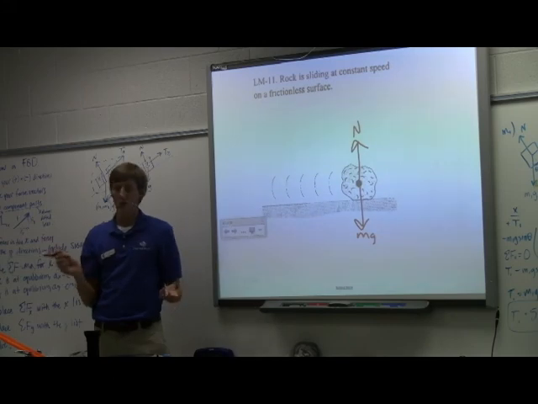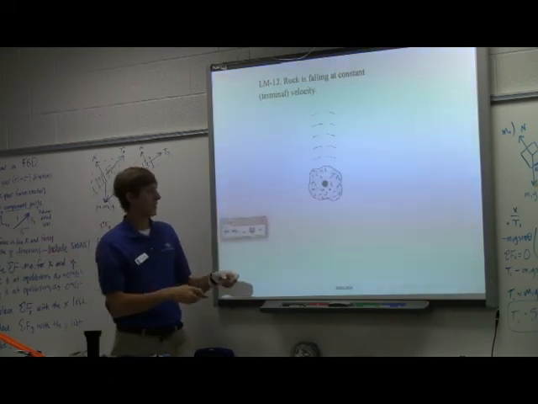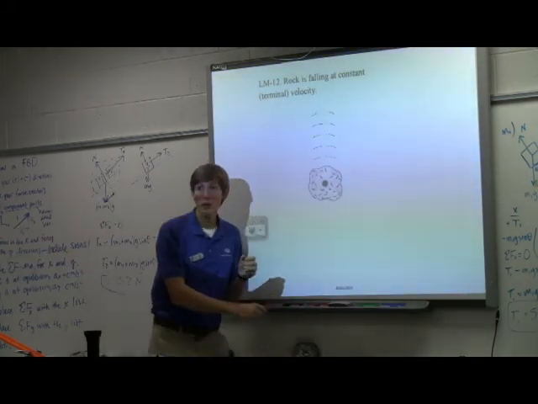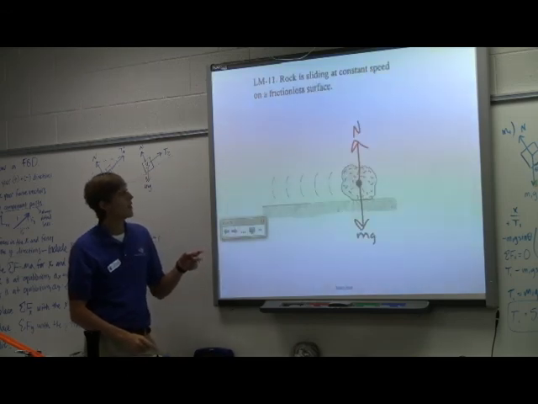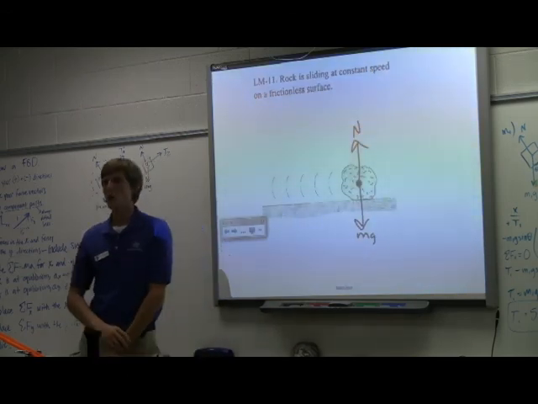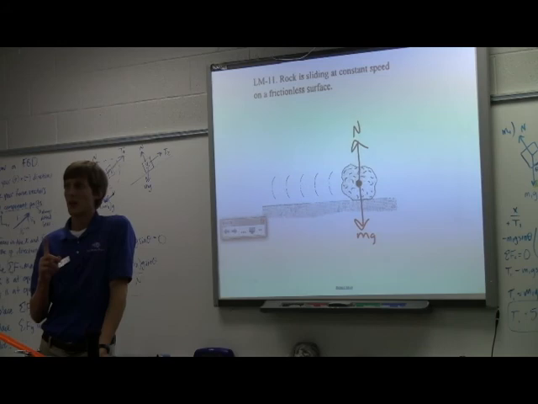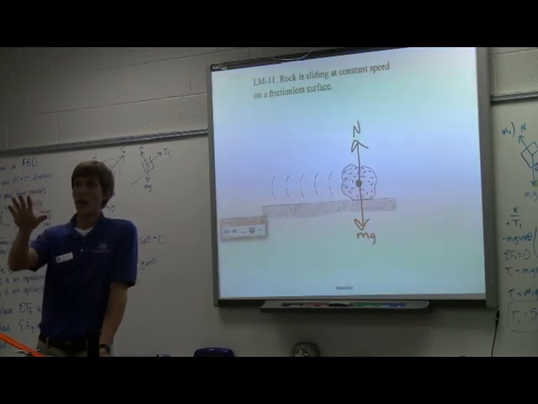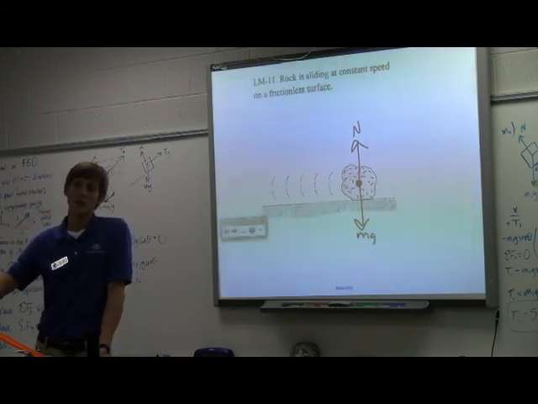Can I do the next one? Yes, you can. Wait, but how is it moving then? On the last one, how is it moving? Isn't that equilibrium? Hold on, we're going to think about it. Yeah, it's in equilibrium. Then why is it moving?